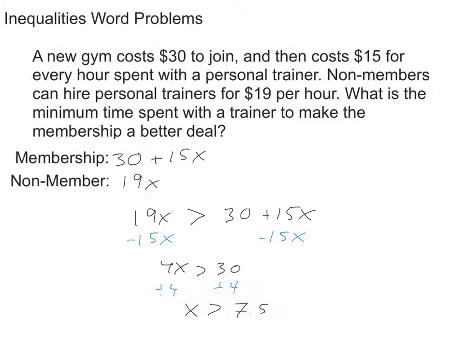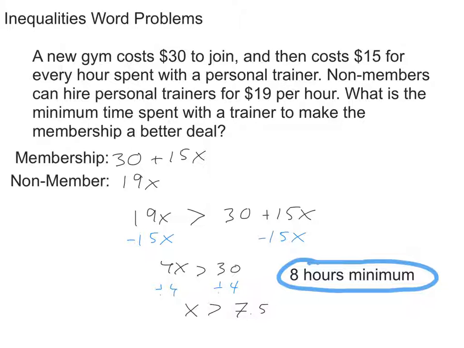Now, we're not actually given the information here about whether or not we have to hire the personal trainer for full hours at a time. Maybe half an hour increments are okay, maybe 20 minutes, 15 minutes. We're not really sure, but maybe we'll assume for this case that we need to have hour measurements only. So since x has to be bigger than 7.5, if we have at least 8 hours, that would be the minimum amount of time needed to make the membership a better deal.